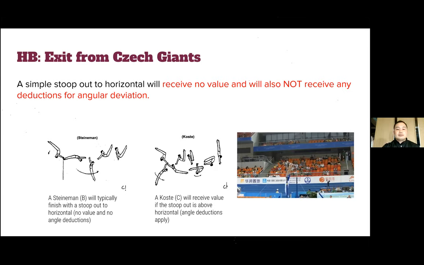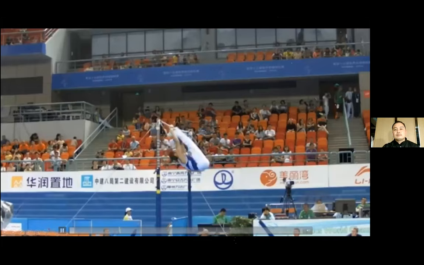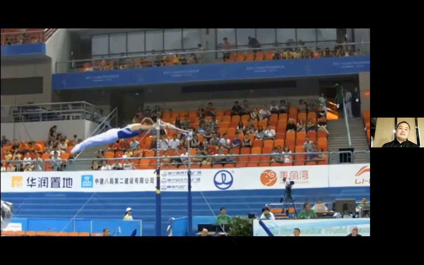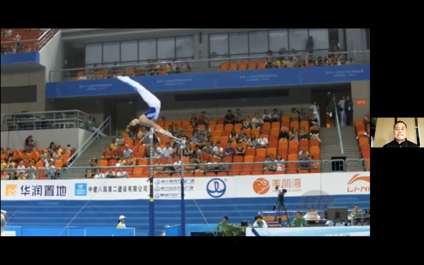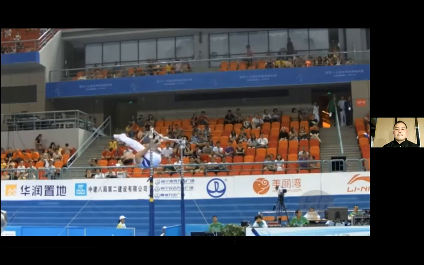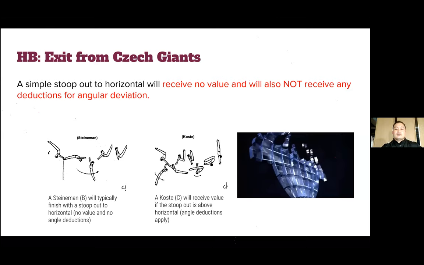So please look. In this case, no deductions. So when stuff out is above the horizontal, if the gymnast performs above the horizontal, the angle deduction we will apply. But in this case, we do not receive any deduction for angular deviation. Just receive no value and we do not receive any deduction for angular deviation.